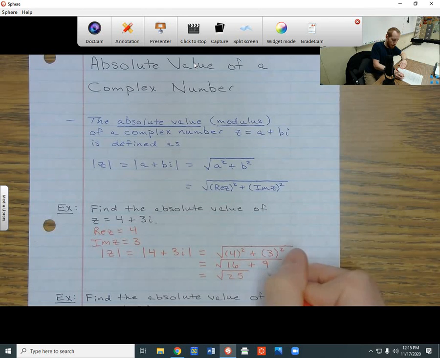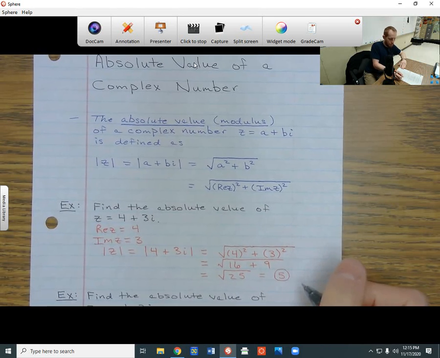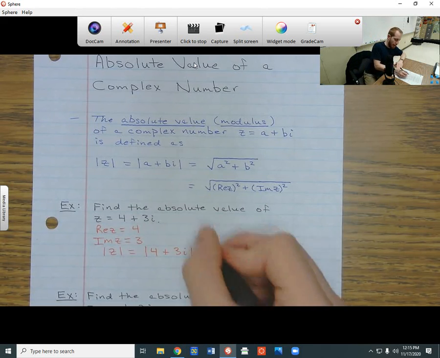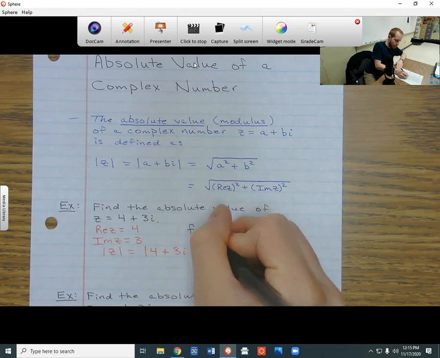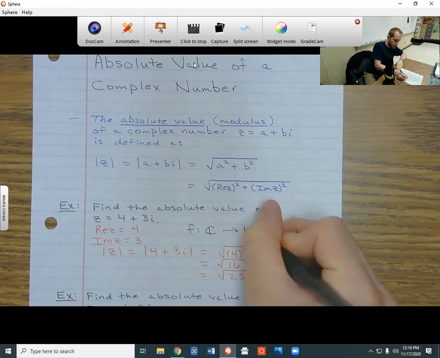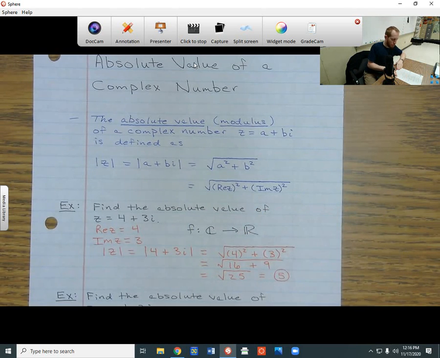So what the absolute value does is it takes any complex number and converts it into a real number. So if you want to think about it in a really analytical way, you could think about it as a function that maps every single complex number to a real number. But of course, that real number can't be negative, right? Because absolute value can never be negative. Okay? Let's look at this next example.